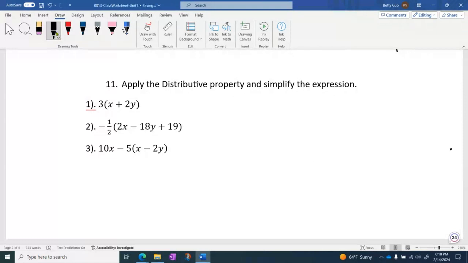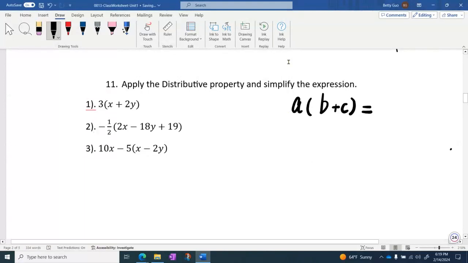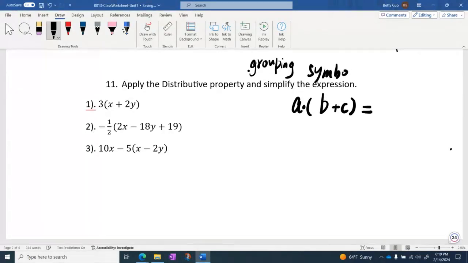The formula for distributive property is A times parentheses. In the parentheses, we have B plus C. This expression has a multiplication of a number A with a group of terms. Parentheses here is the grouping symbol. So in a group, we have two members, B and C.